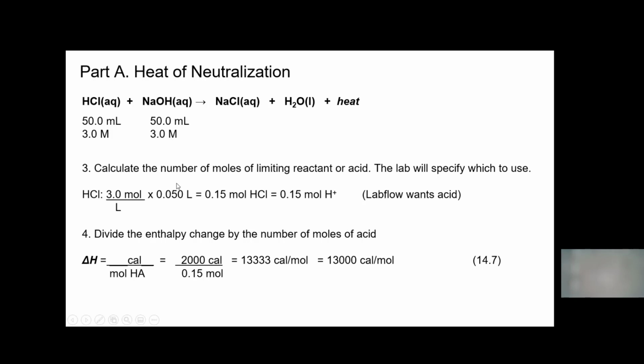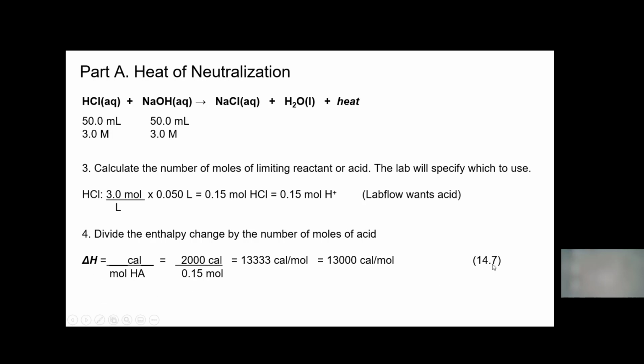LabFlow is going to specify the acid, even though these are the same molarity, sometimes that's not always the case. So we're going to take the molarity of acid and we're going to determine the moles of the acid. So I get the moles of acid, which is 0.15.